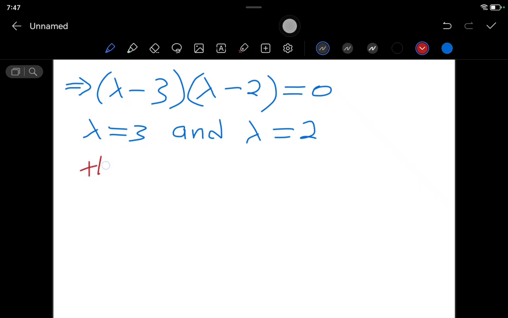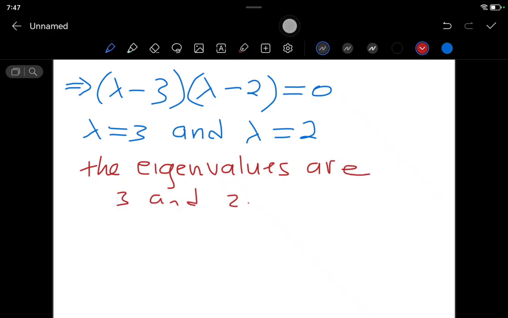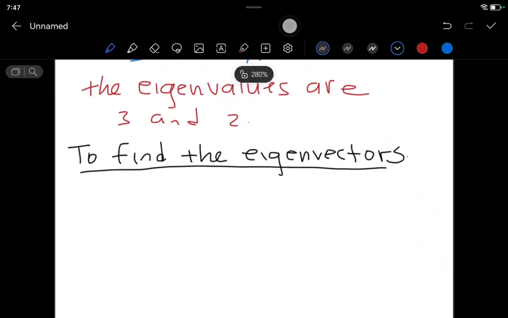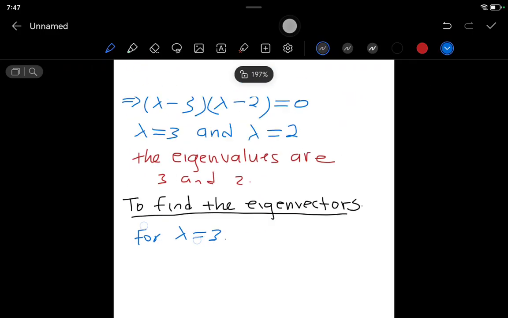Now we know that the eigenvalues are 3 and 2. So you also need to conclude like this, right? Now let's see if we want to find the eigenvectors. For this question, for us to find the eigenvectors, we're going to consider each of these. We say for lambda equals to 3. Let's start with this one. We go back to this.